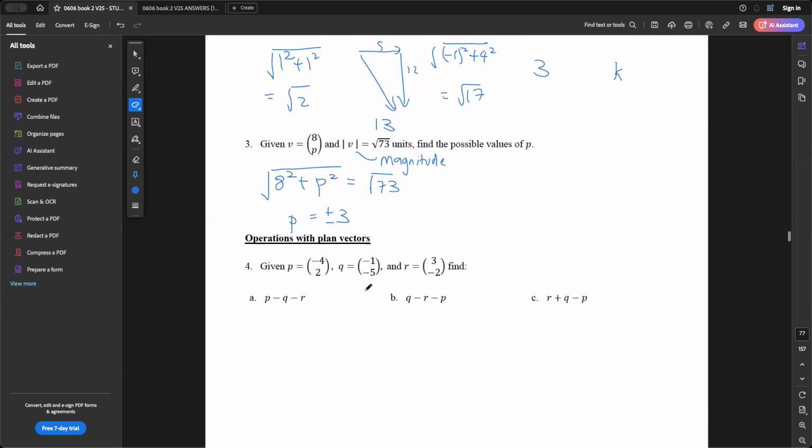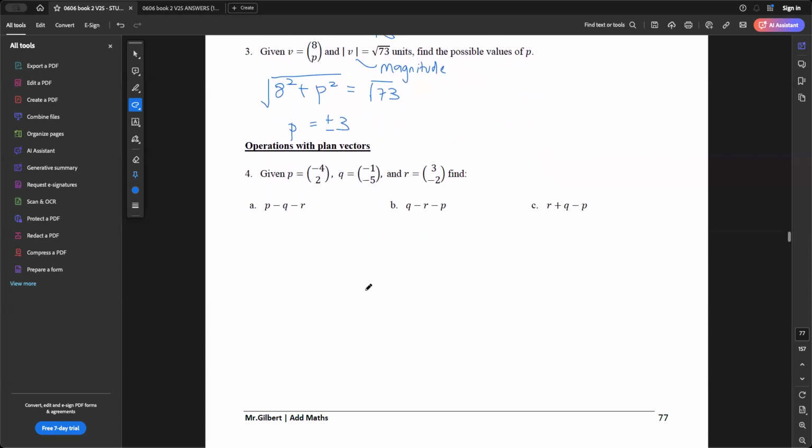Okay, now this front part here is actually very straightforward at the beginning. So operations with plane vectors, this is exactly like your maths chapter. This is exactly your maths. In fact, you won't be asked this question in AdMaths. It's just that you need to know this concept to proceed with the next part here.